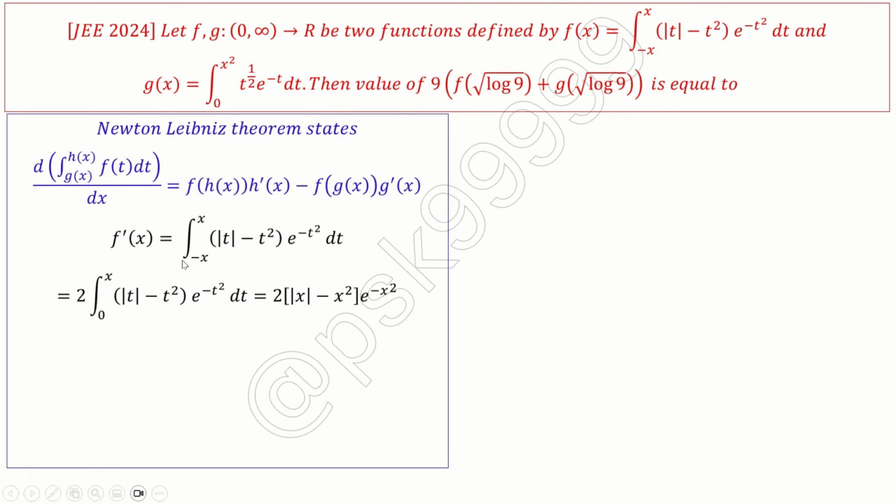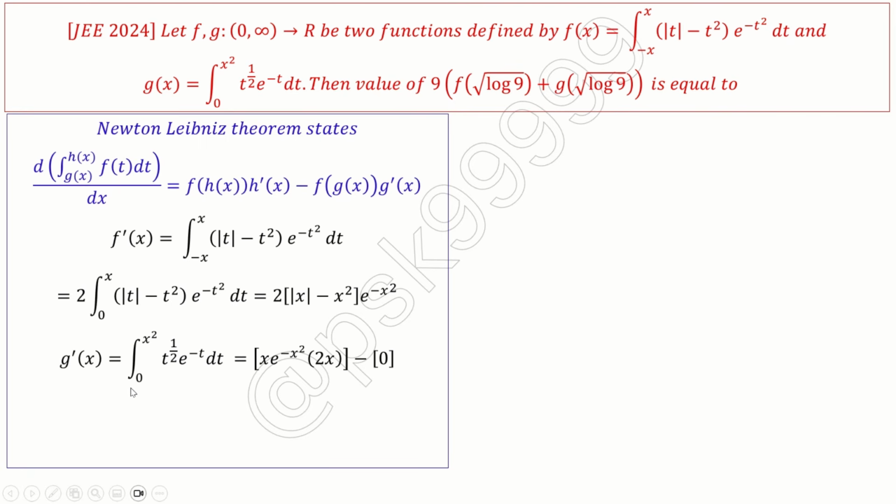Okay, the mistake you will make is forgetting to differentiate this minus x, which gives minus 1. So minus of this minus becomes plus, so it will become 2 times the integral from 0 to x of absolute t minus t square into e to the power of minus t square dt. Now if I apply the Newton-Leibniz theorem, this will become 2 times absolute x minus x square into e to the power of minus x square. Okay, this is my f dash x.